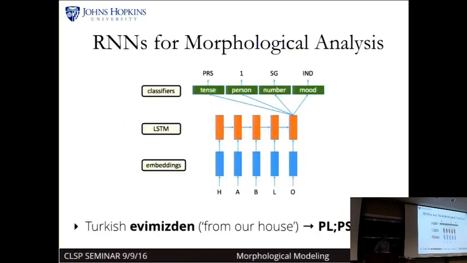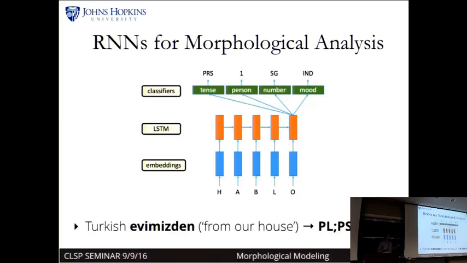Okay, that's the aside. Back to morphology. So even before the shared task happened, I was working with these recurrent neural network architectures to attempt morphological analysis. It turned out that this particular kind of architecture is really simple to train and works decently well for the particular task of converting words into their component features. So for example, converting something like evimizden into plural, first person possessive, and ablative.